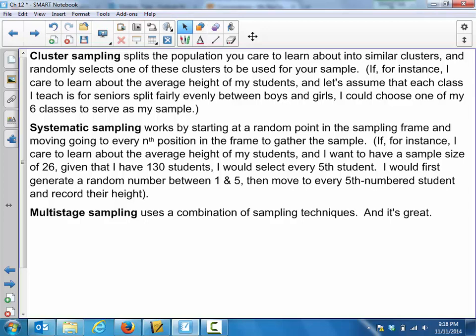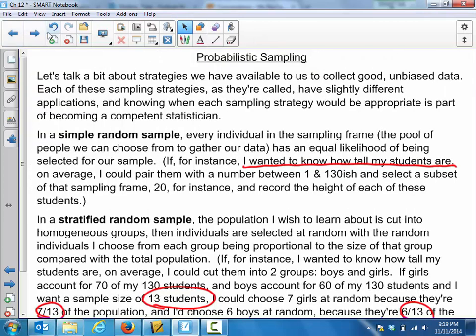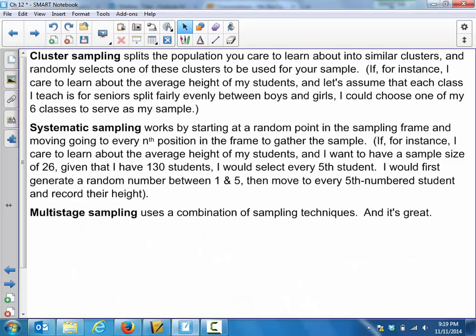Okay, cluster sampling splits the population you care to learn about into similar clusters and randomly selects one of these clusters to be used for your sample. If, for instance, I care to learn about the average height of my students, and let's assume that each class I teach is for seniors, split fairly evenly between boys and girls, I could choose one of my 6 classes to serve as my sample. Now that's a little bit contrived in this case. That's a forced example. So cluster sampling works if, and I would lean to saying that it is less commonly used than stratified sampling.